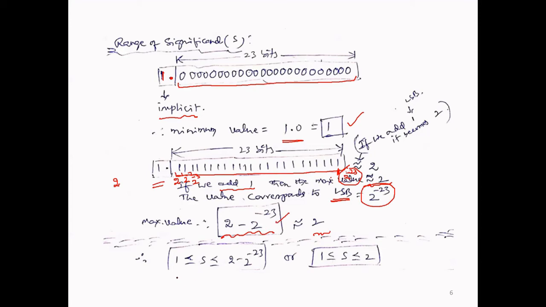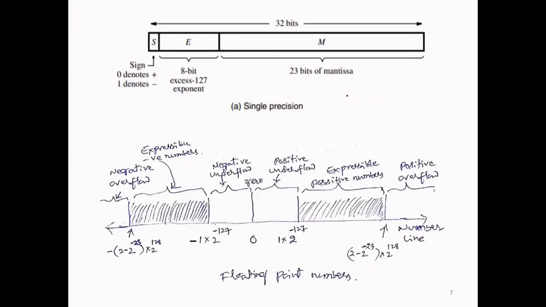Observe this one, this is the minimum value of mantissa or significand. It is the maximum value of mantissa, or approximately you can write 1 less than or equal to s less than or equal to 2. Now our conclusion here is, the original exponent range is minus 127 to 128, we have seen. And the mantissa range is 1 to 2 minus 2 power minus 23.